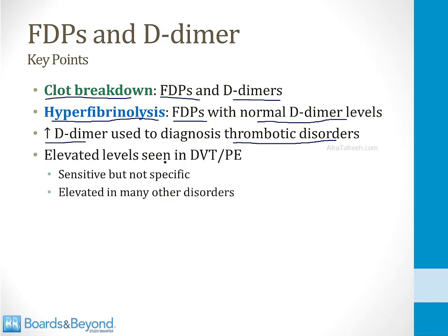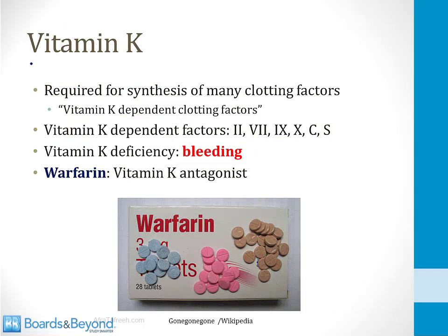The D dimer level can be elevated in deep vein thrombosis and pulmonary embolism. It is a relatively sensitive test for these disorders, but not very specific. The D dimer level is elevated in many other disorders, and when you do your clinical rotations, you'll learn how to use the D dimer level to try and make a diagnosis of one of these conditions. I'll finish this module with two other quick points about the coagulation cascade.